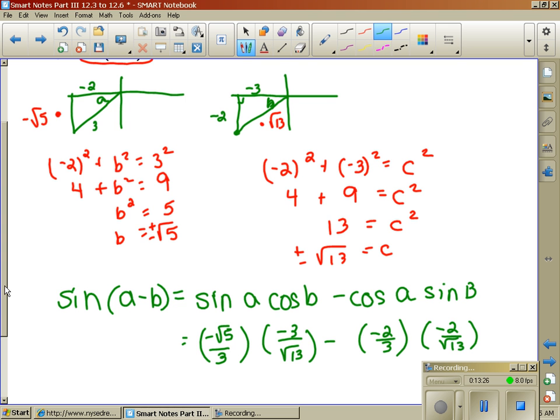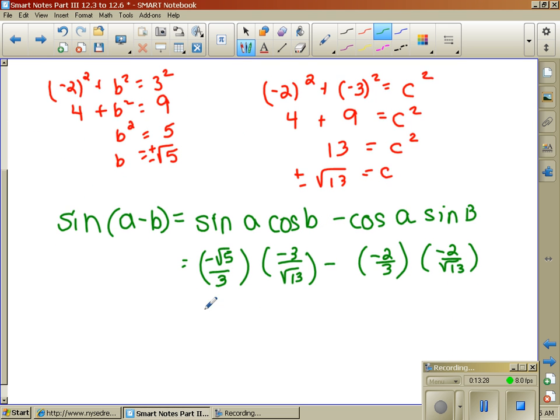Remember how I said before the denominators should match, and they do. So we get 3 square root of 13 on the bottom. We have negative square root of 5 times -3, so that's positive 3 square root 5, minus -2 times -2 is positive 4. So minus a positive 4. And nothing can be combined.